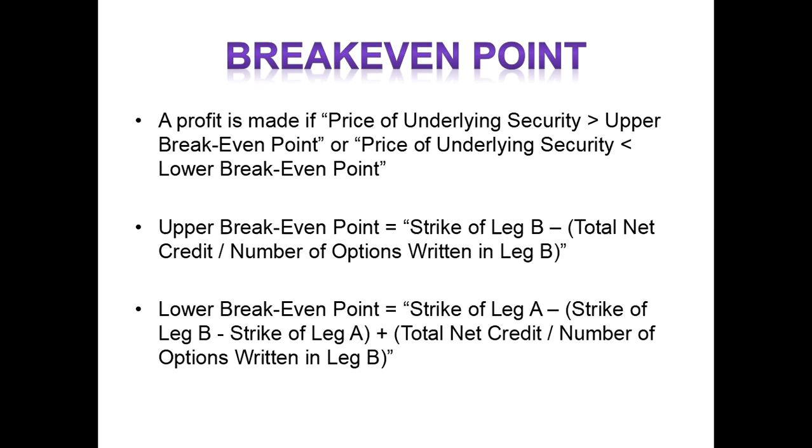Now let's look at the lower break-even point. This requires a strike of the leg A, then the strike of the leg B, and strike price of leg A. And here we will also need the total net credit divided by the options written in leg B. So you can put this in this equation here and you will get the lower break-even point.